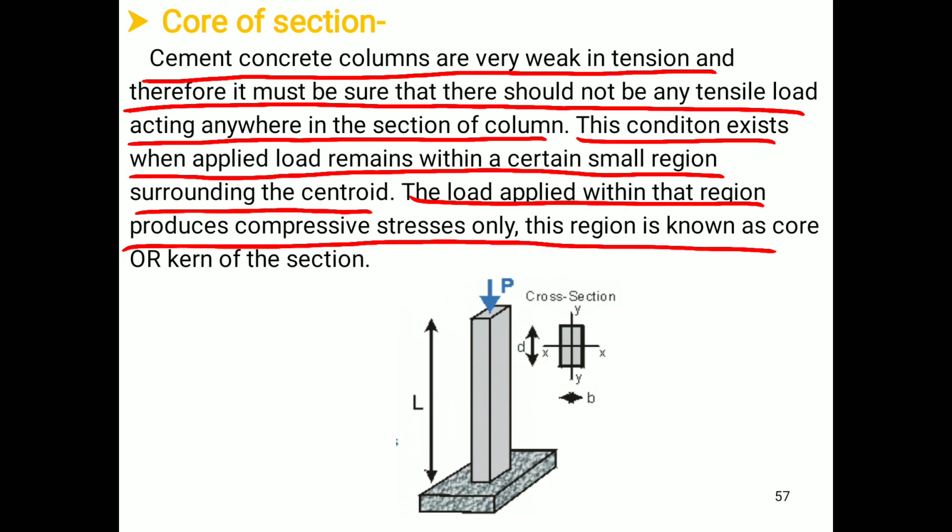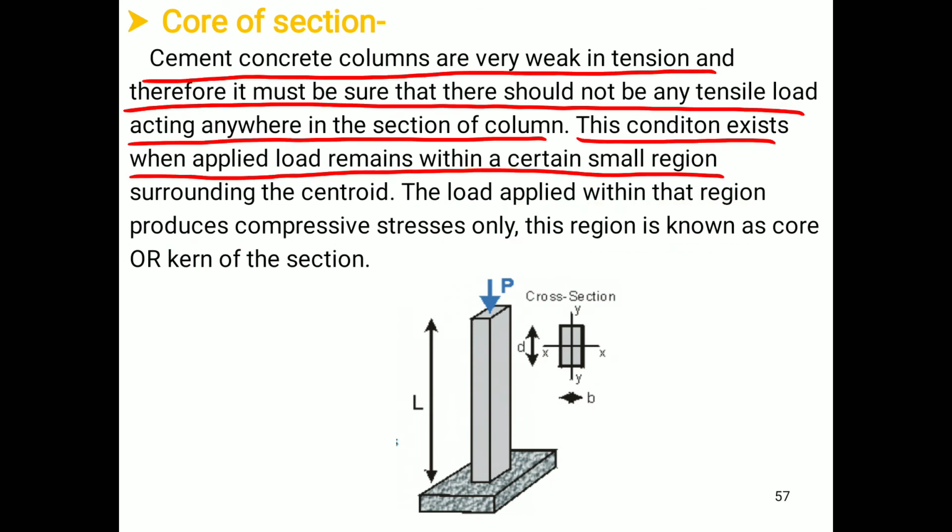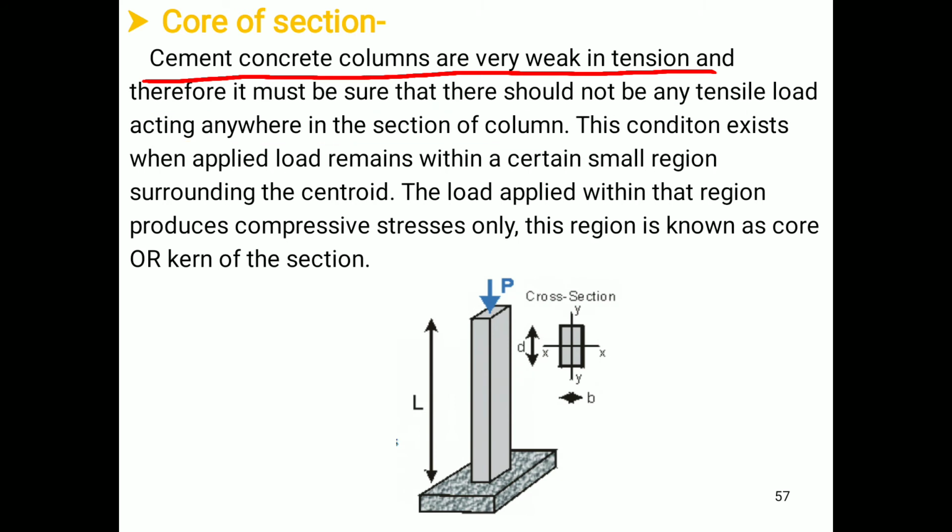So what does it mean, core of section? Remember that cement concrete is very weak in tension. And as we know, a column is a composite member which is made up of concrete plus steel. So as we know that concrete is very weak in tension, we have to avoid tensile stresses in the column.